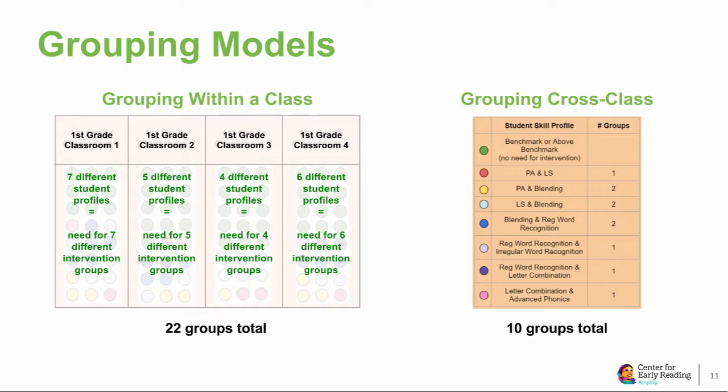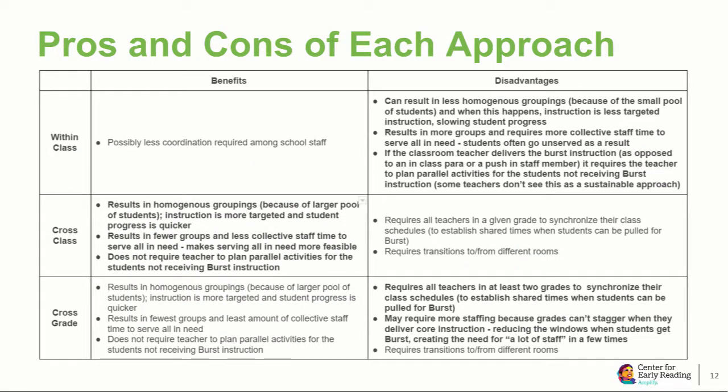Let's compare how many groups we get. Within a class, there were 22 groups in first grade, and cross-class, there were 10 groups in first grade. As you can probably guess, our recommended option is to group cross-class. As you just saw, cross-class grouping reduced the number of groups needed by at least 50% and created more homogeneous groups. This in turn enables more targeted instruction and results in quicker student progress.